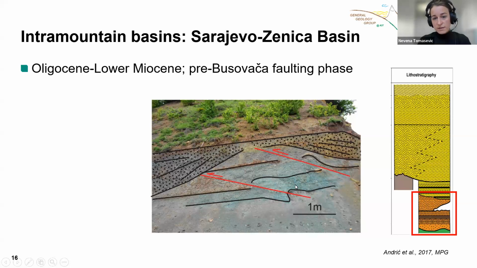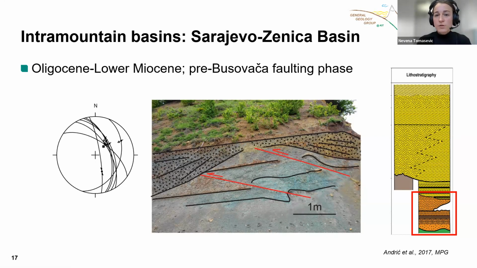What is also interesting about this succession is that they are also associated with syndepositional reverse faulting, as in this image, and these faults show tectonic transport to the southwest, which corresponds to the major tectonic transport that we see in the thrusting phase during mountain building, probably suggesting that already during Miocene and maybe lowest Miocene times, we still have a mountain building process active.